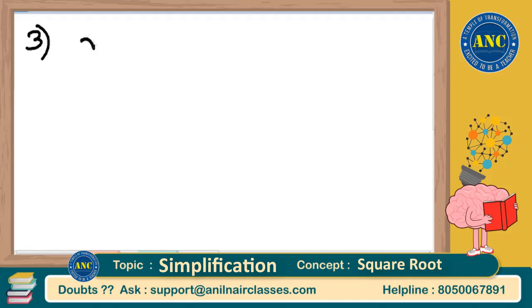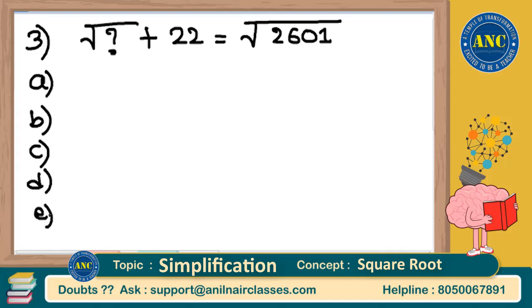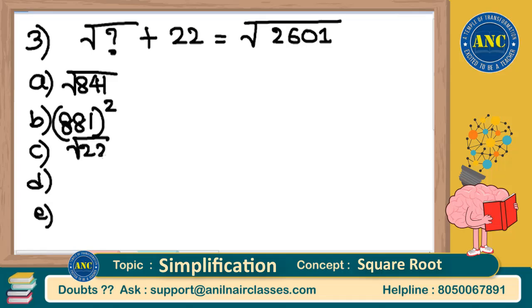Question 3. Square root of question mark plus 22 is equal to square root of 2601. Options are square root of 841, 881 whole square, square root of 22. The fourth option is 22. The fifth option is none of these.